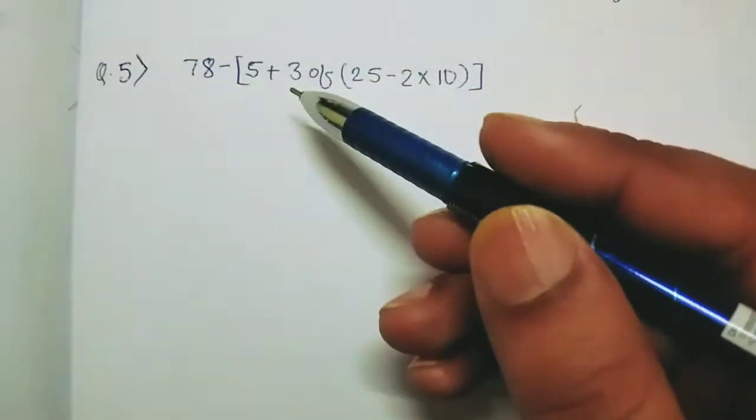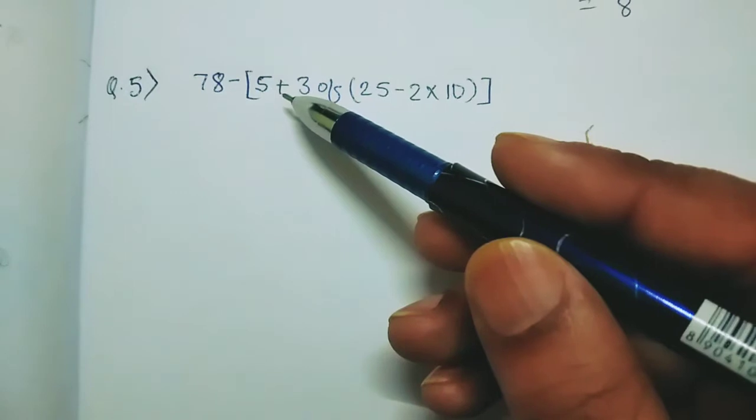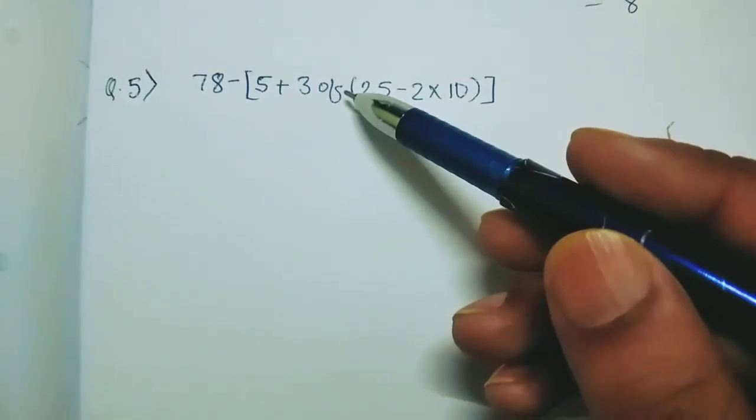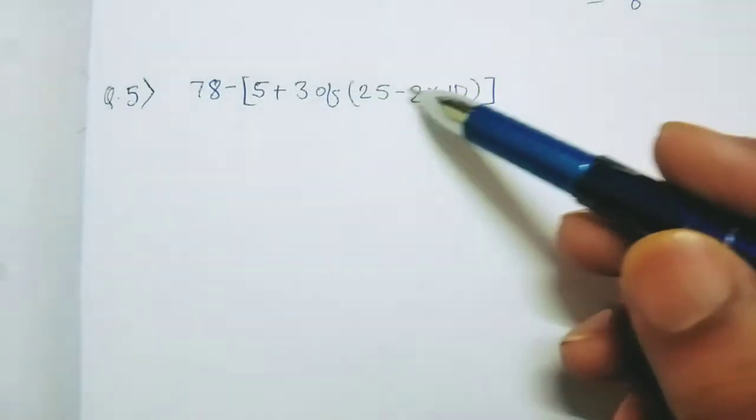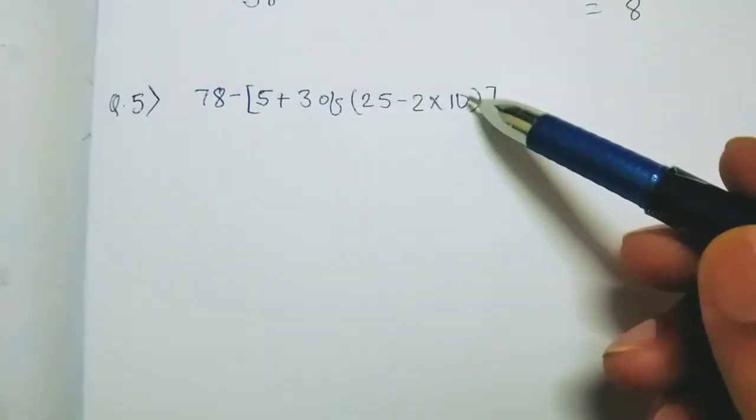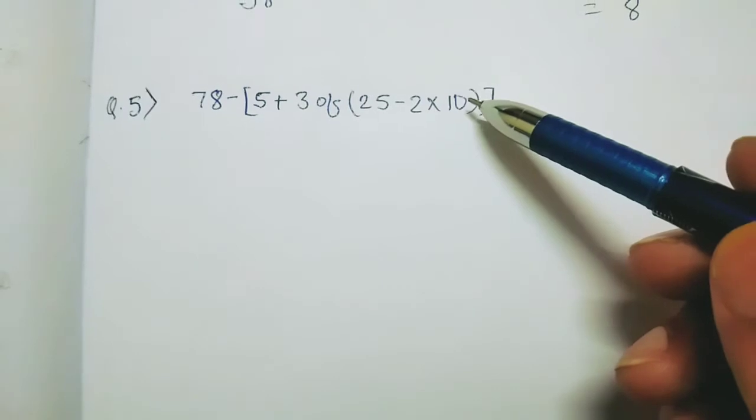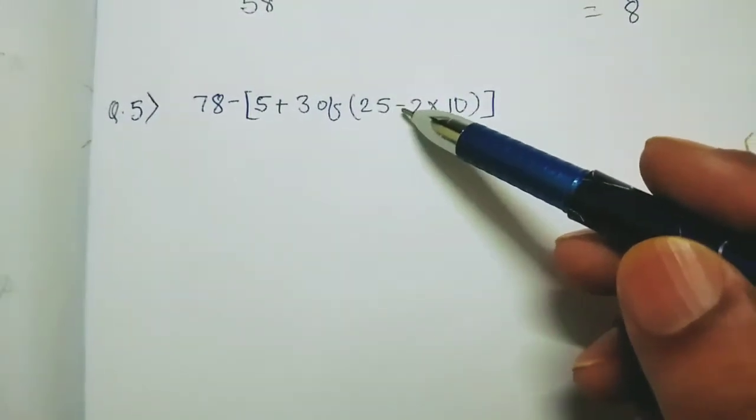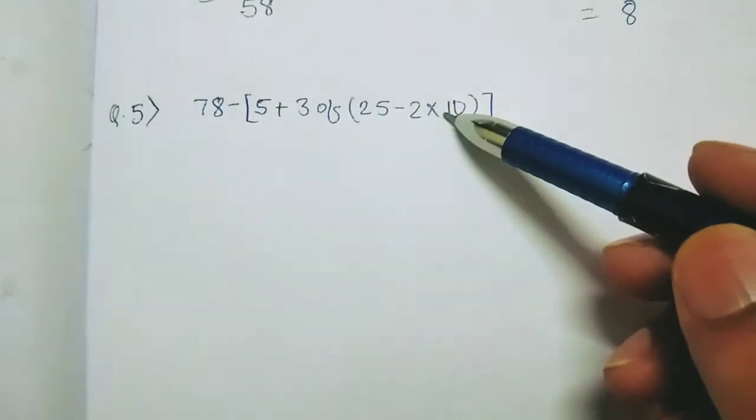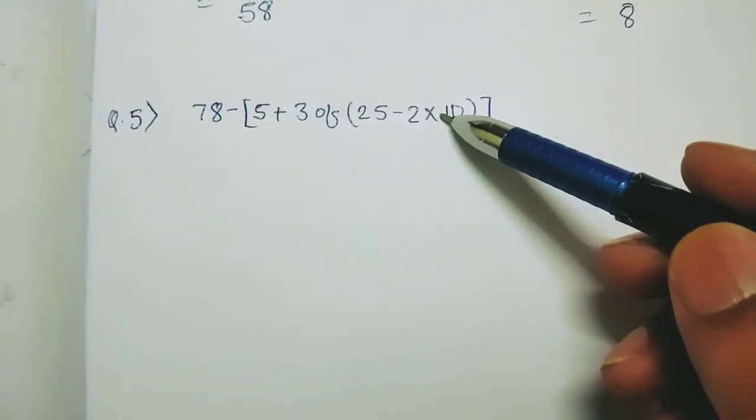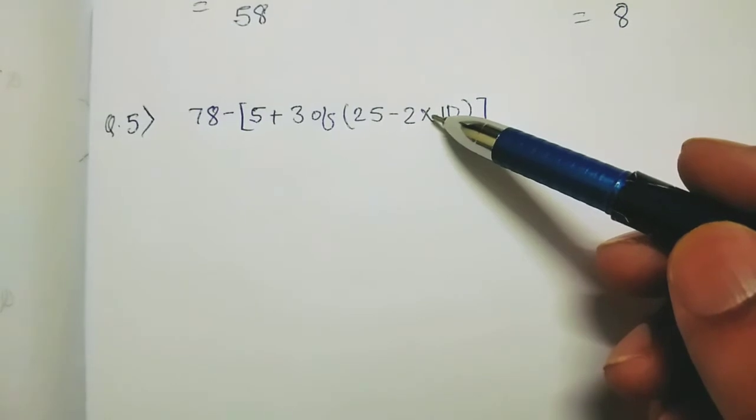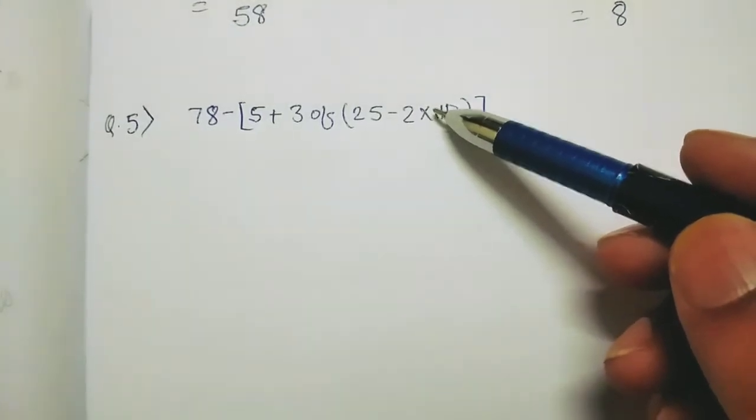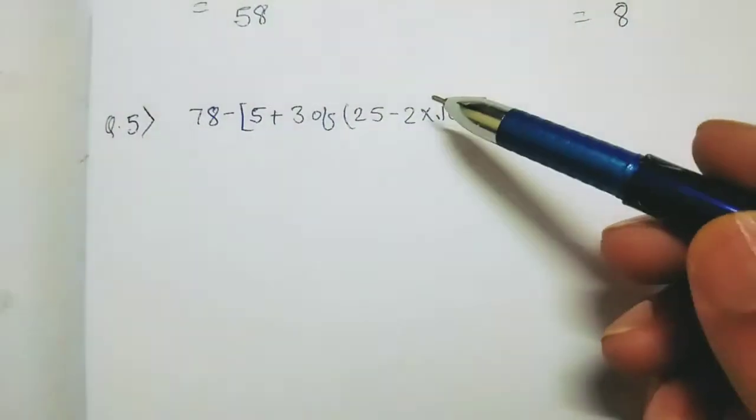So here in question number 5 you can see 78 minus 5 plus 3 of. Now here you can see 'of' is given, and inside this small bracket, it is given 25 minus 2 into 10. So we'll solve this inside bracket first of all. So inside the bracket, two operations are there, minus and multiplication. So which operation will we perform first according to the BODMAS rule? We will perform the multiplication, because M comes first in the BODMAS rule. Okay, then S means subtraction. So let's do it.